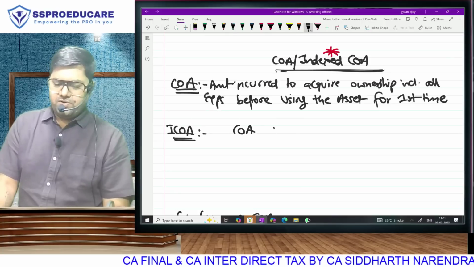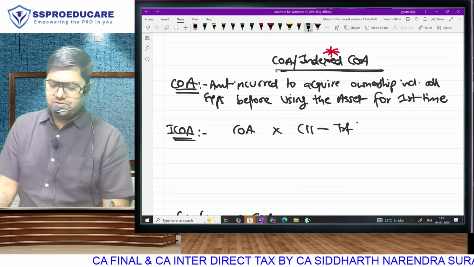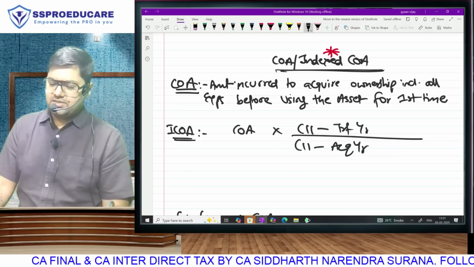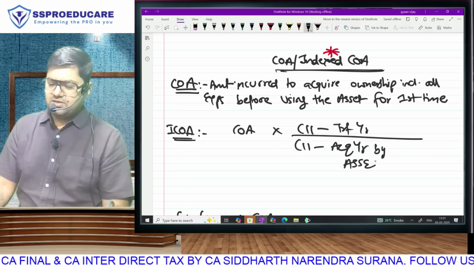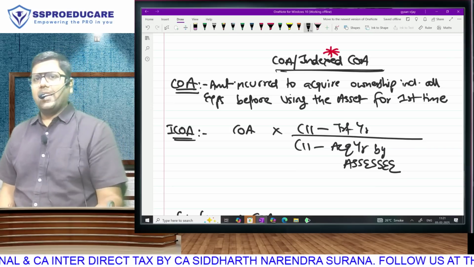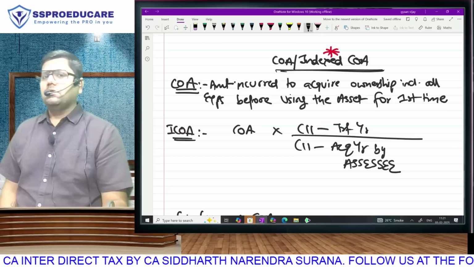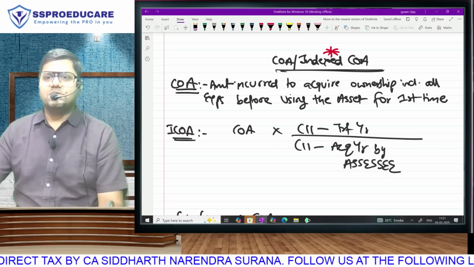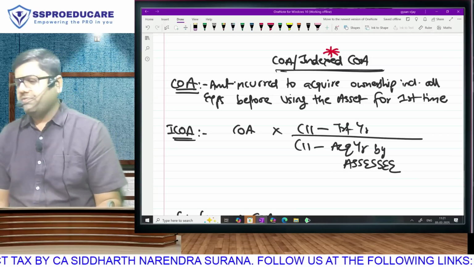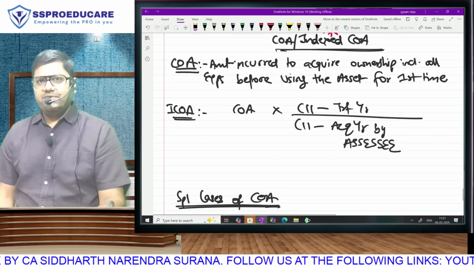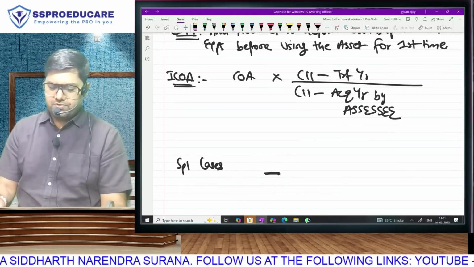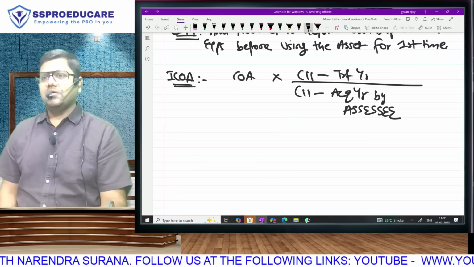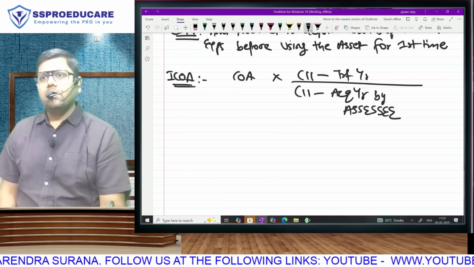See, COA into CII of the transfer year divided by CII of the acquisition year by the assessee. CII of the year in which the assessee acquired the asset. Cost of acquisition into cost inflation index of the transfer year divided by cost inflation index of the year of acquisition. Everyone is clear? We have written the normal meanings of cost of acquisition and indexed cost.